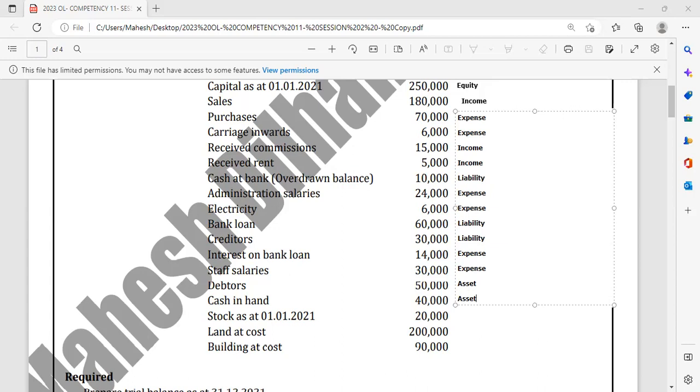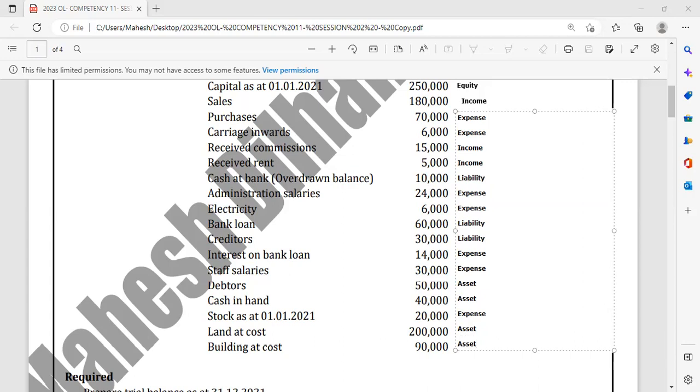Okay. Son, listen carefully. Many students think that stock on 1st of January is an asset. But do you know, theoretically, it is not an asset. It becomes an expense. Opening stock, it becomes an expense. Okay. Then land at cost, asset. Building at cost, again, asset.